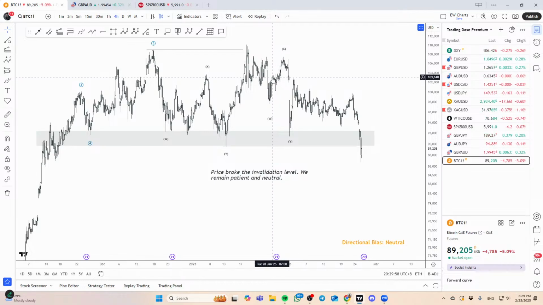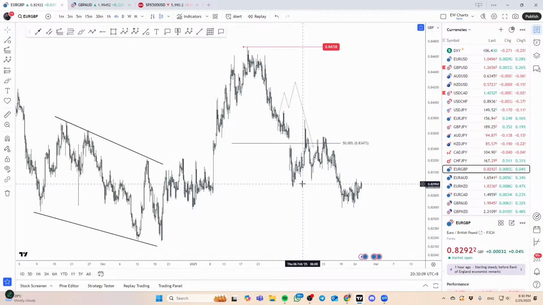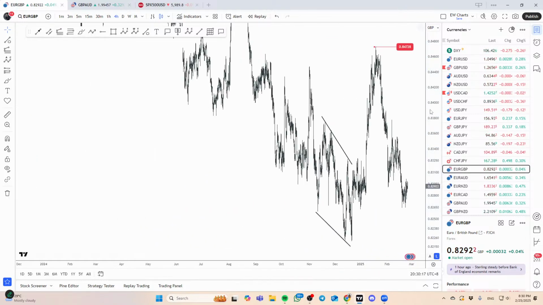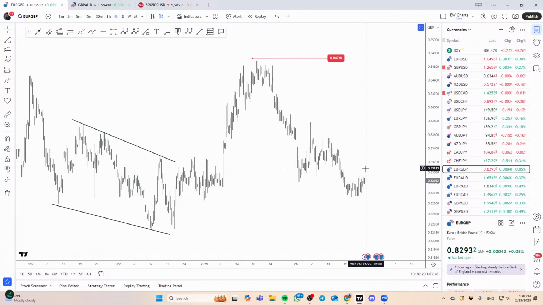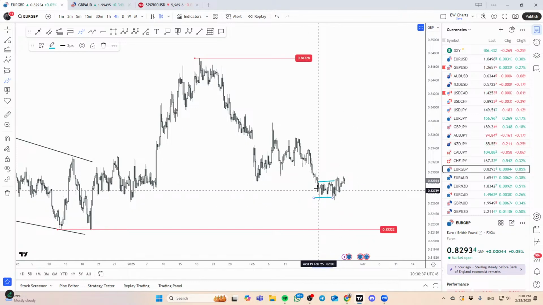Okay, good. So I see a question here about euro dollar or euro pound. I think we talked about euro dollar. So if we jump over to euro pound, let me just clean this up. This pullback seems a little bit deep, right? I start to see there's a possible U-turn structure already developing on the smaller time frame.